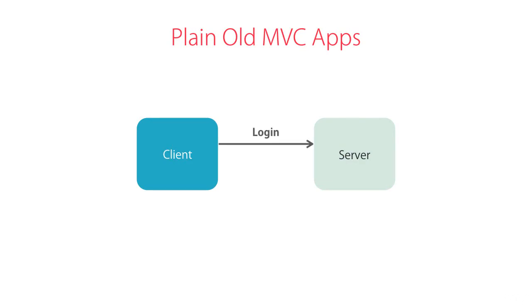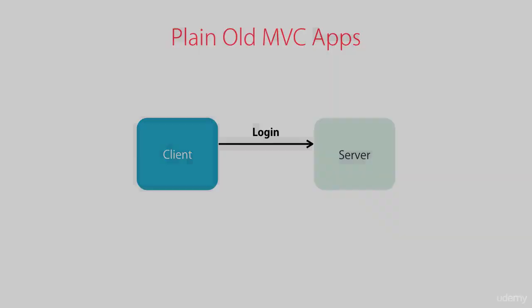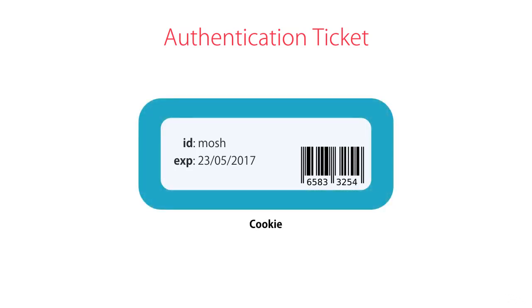Well, when the user logs in, we validate their user ID and password, and if they're valid, we'll issue what we call an authentication ticket. In this ticket, we often have a user ID and an expiration date as an encrypted string. So we put this ticket in a cookie and return it to the client. Now this cookie is sent to the server with every subsequent request.